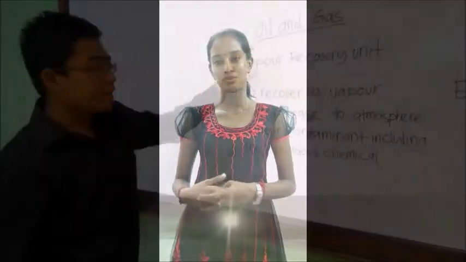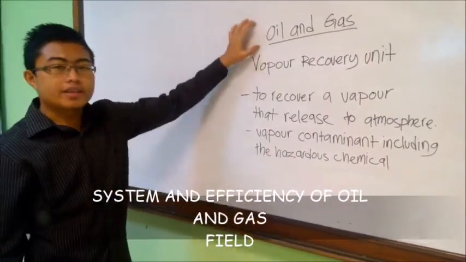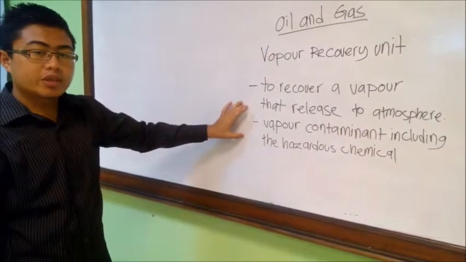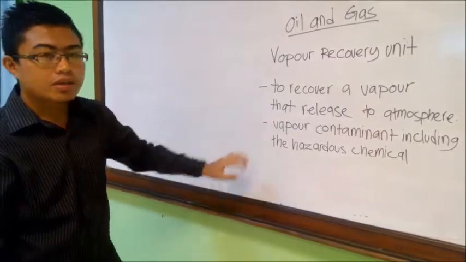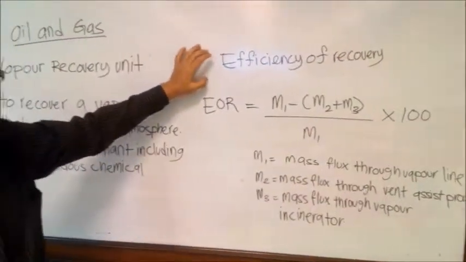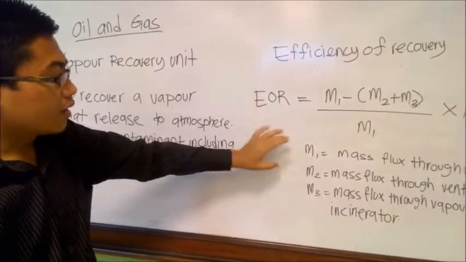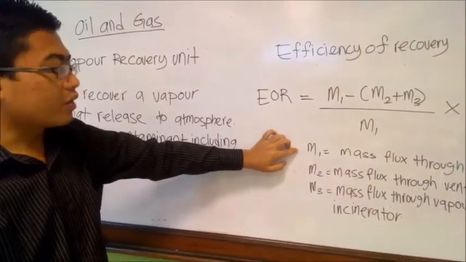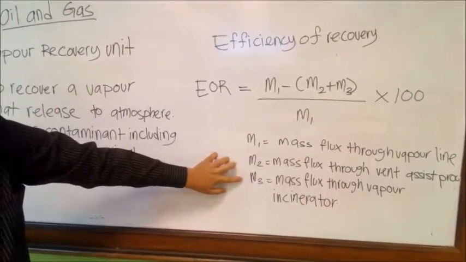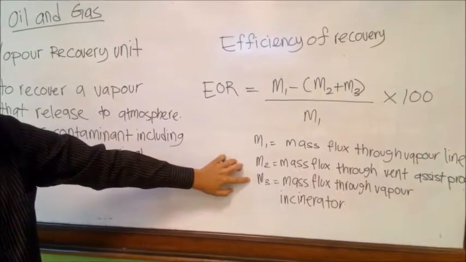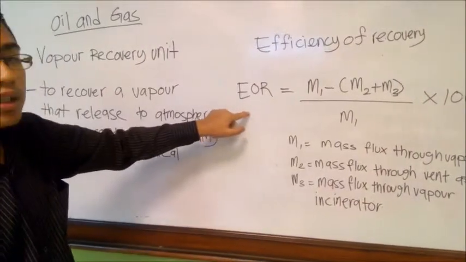This unit is used to recover a vapor that is released to the atmosphere in the oil and gas industry. The vapor must be recovered because it contains a hazardous chemical such as ammonia. To calculate the efficiency of recovery, this is the formula. M1 is the mass flux through the vapor line, M2 is the mass flux through the vent assist process, while M3 is the mass flux through the vapor incinerator. You substitute into this equation and you can get the efficiency of recovery.